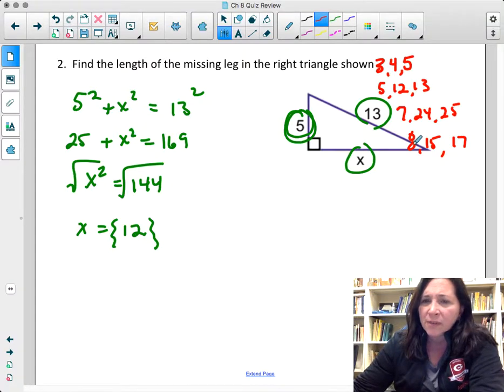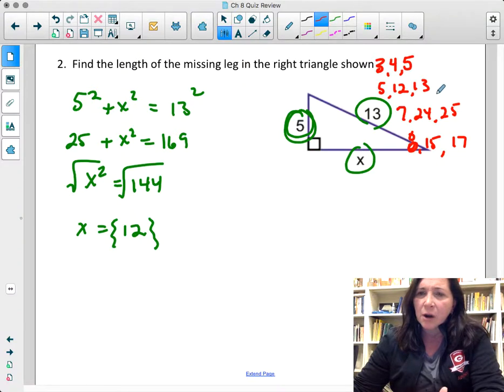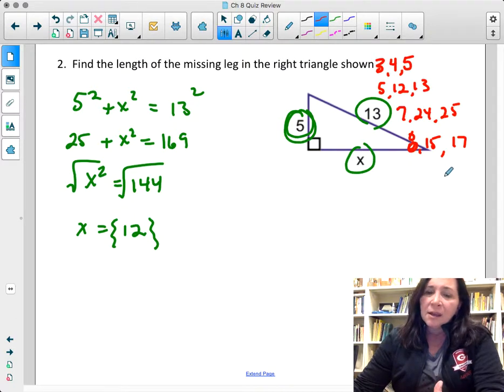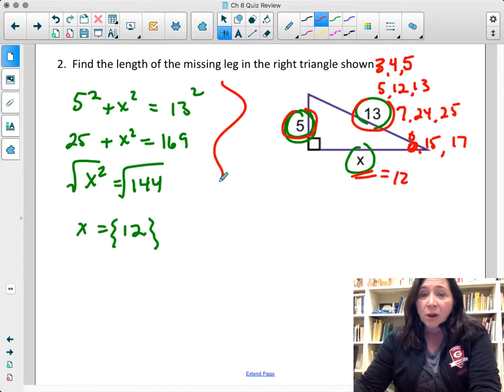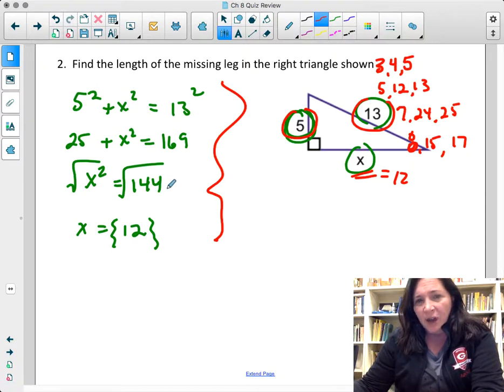And what these are, we call them Pythagorean triplets because they are a trio of numbers, and basically they're very common numbers that you see often in a right triangle. Okay, so you should be able to just recognize, oh, here's 5, here's 13, this must be equal to 12. And all of this work that we just did, you don't have to do. And then the last thing I wanted to talk to you about was the square root of 144.